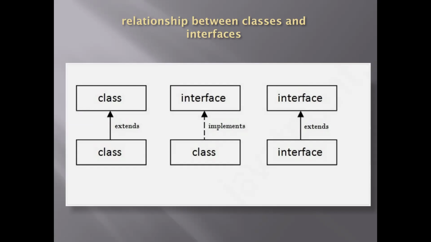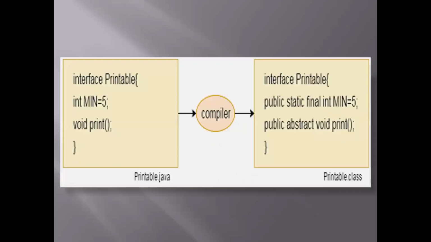or interface B extends A, which means that interface B will inherit all members in interface A. For example, if I make this interface Printable a parent interface, and I create a new interface called B, and I make interface B extend Printable, this means that the void print and the int min will be automatically accessible in interface B, because there is an inheritance relationship between the interface Printable and the interface B.